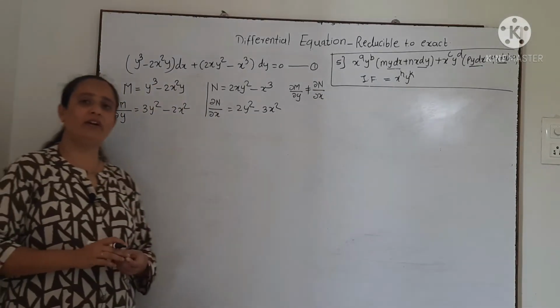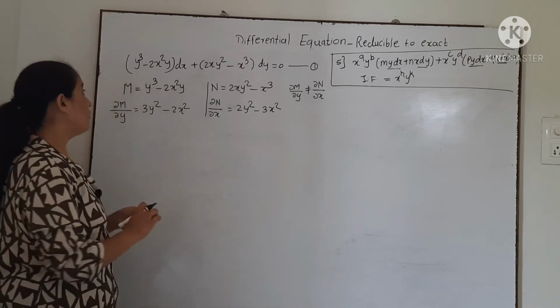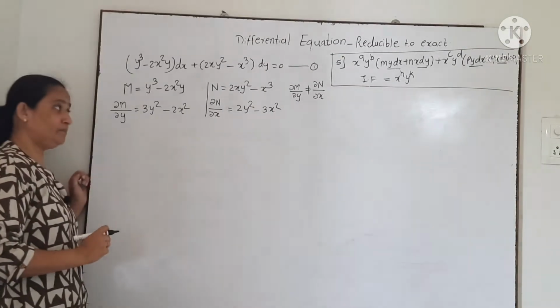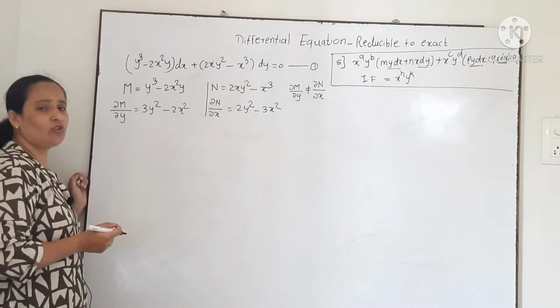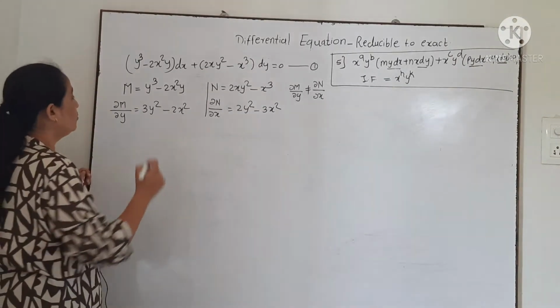Then we'll try to find the integrating factor. For this, we'll apply the rule. So, if you observe this, everywhere the degree is same. That means degree is 3. That is, the equation is homogeneous. So, some people may solve by using first rule. Now, I'll try to solve with the help of fifth rule.